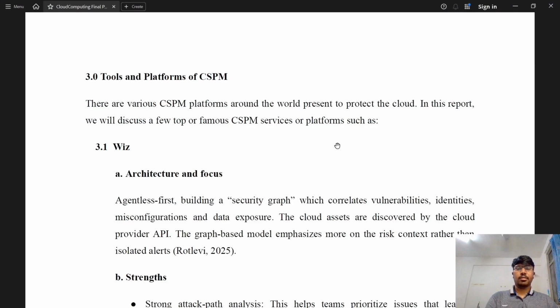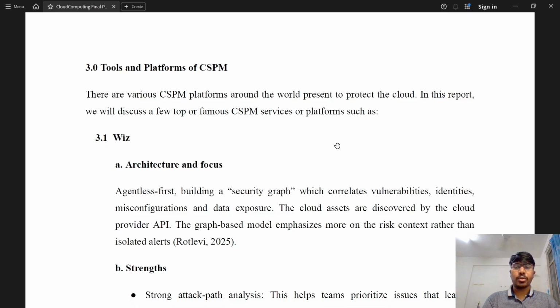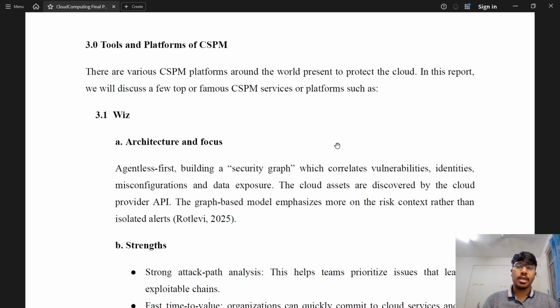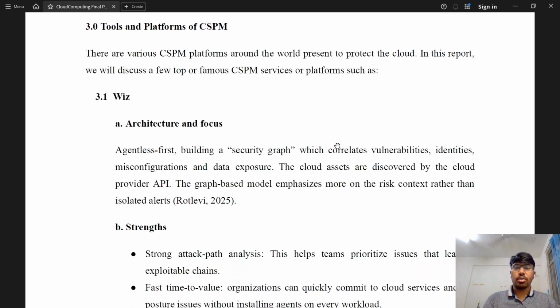Hi, Praveen here. I'm going to present on the tools and platforms. Firstly, we're going to start with Wiz. Wiz architecture focuses on an agentless-first approach using a graph model. It discovers cloud assets through APIs and correlates vulnerabilities and data exposure.